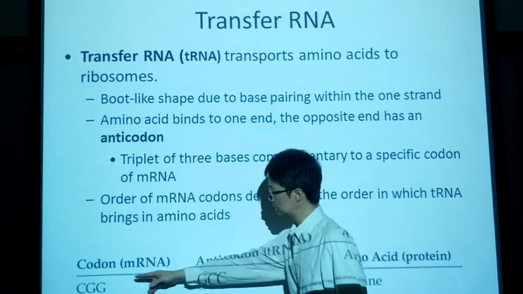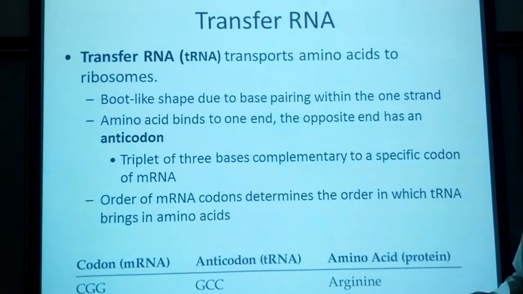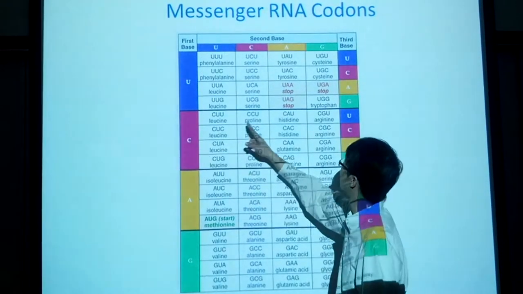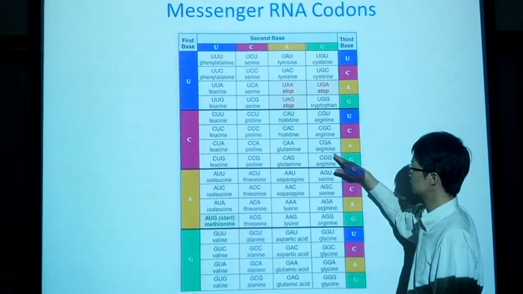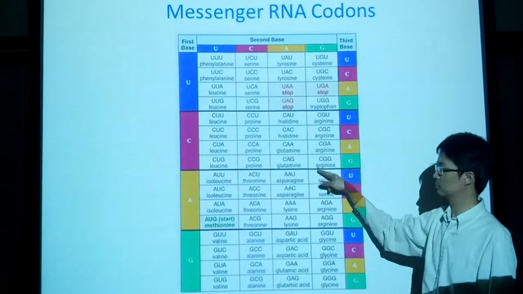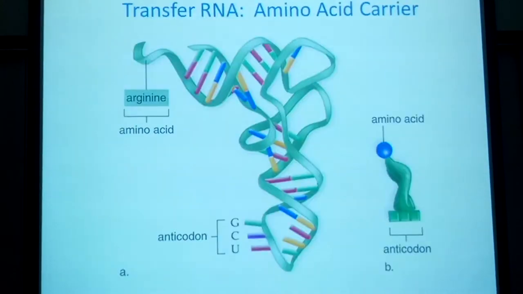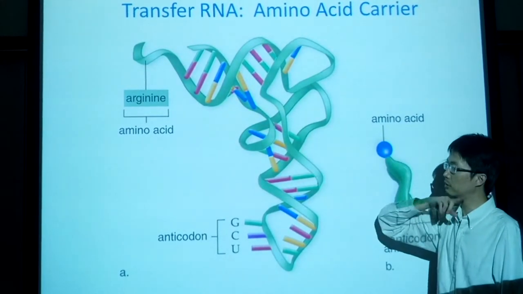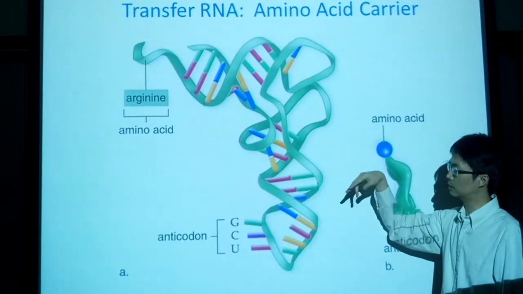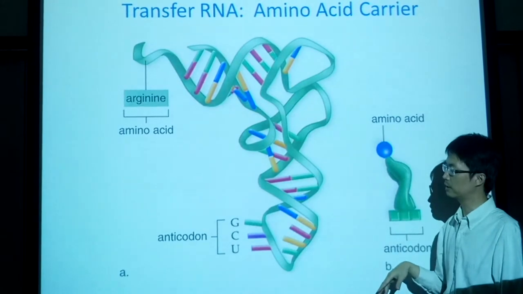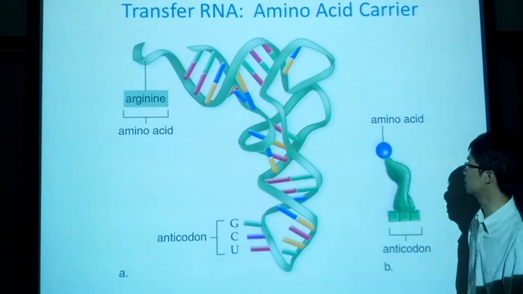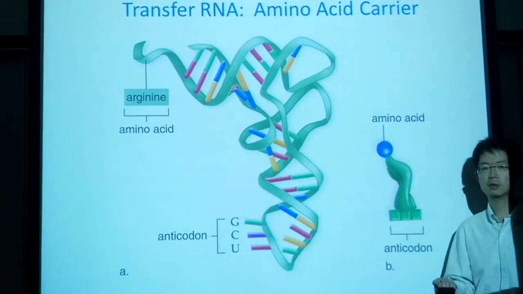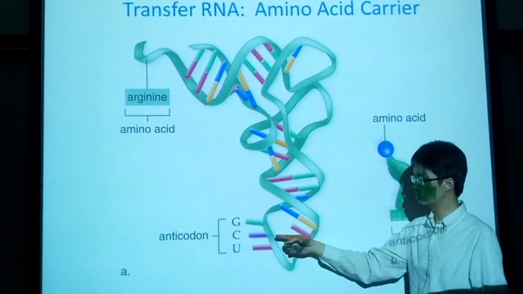You can actually see this CGG code for arginine in the previous slides. So CGG, C, G, G. You see the CGG code for arginine. So this is how a transfer RNA looks like. It has an arginine at one end of this transfer RNA, and then on the other end, you have this anticodon. And transfer RNA is also a form of RNA, so that's why it uses U.